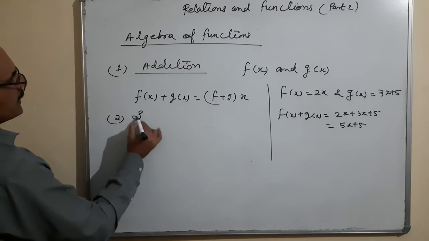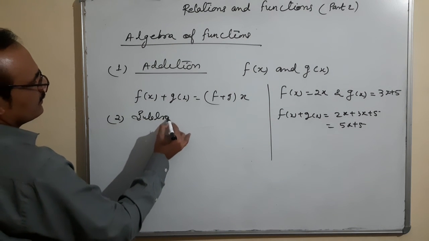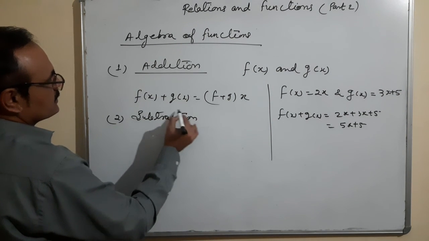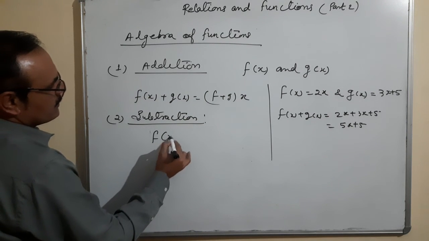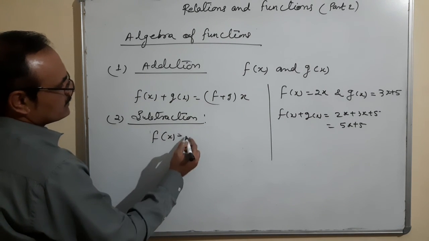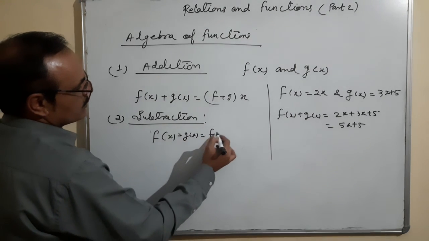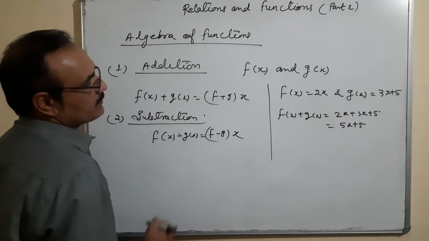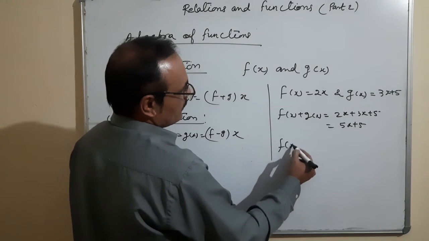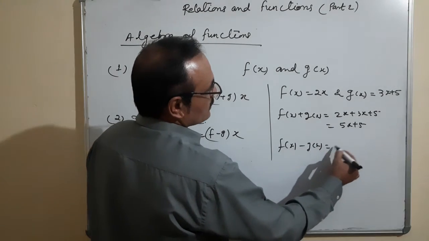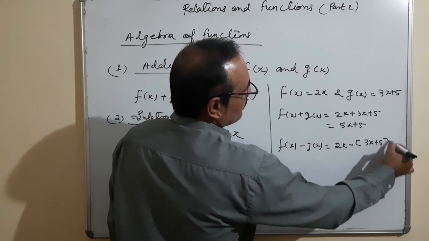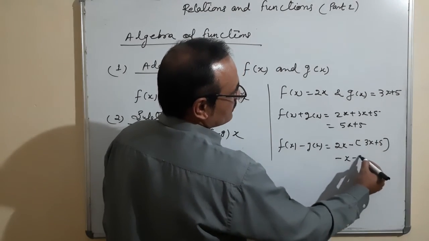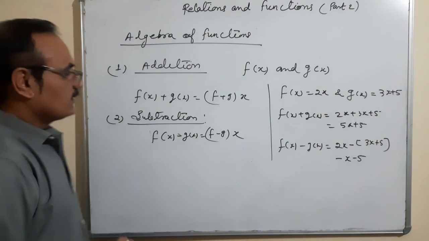Second, subtraction. Same as f of x minus g of x is equal to f minus g of x. Same thing. If I write here f of x minus g of x, I will write 2x minus 3x plus 5. 2x minus 3x minus 5, that is minus x minus 5. Okay.